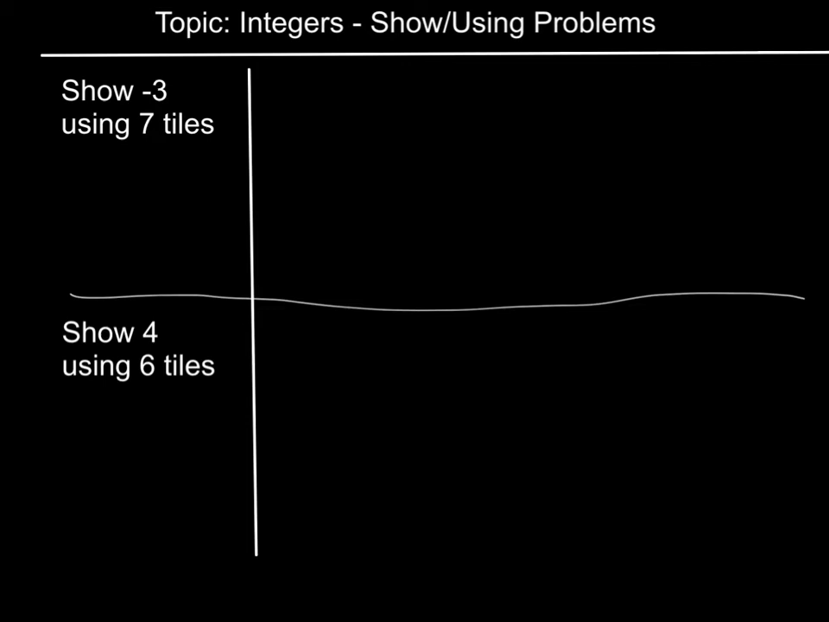Okay, so the next topic that somebody wanted me to go over was integers and to do some showing using problems. So here what I'm asking you to do is I want you to show me -3 by using 7 tiles. So show -3 using 7 tiles.